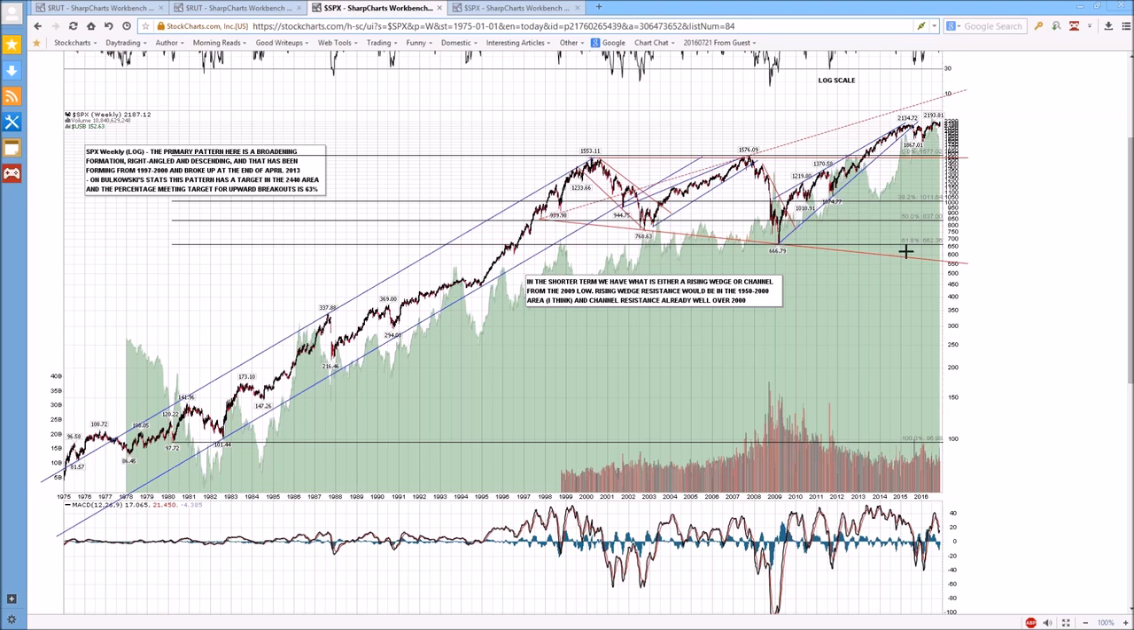Where does it stop? I've got the 61.8% fib retracement of this secular bull market at 662, and the low is at 666. It's just beautiful. Lovely. Yep. And this is a wonderful Fibonacci retracement. This is the best way to look at it.